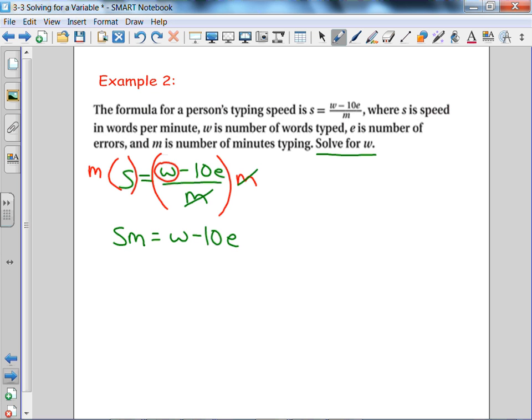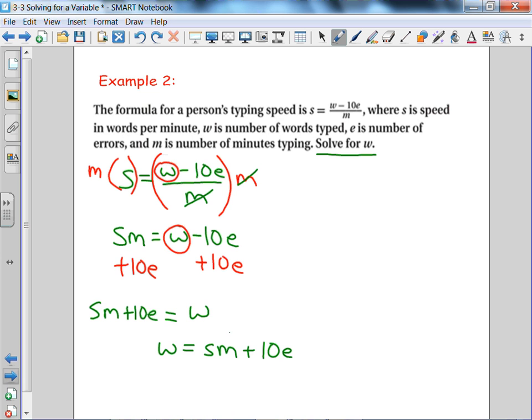And then the last thing I want to do in order to isolate for W is add 10E to both sides. I'm going to add 10E to both sides. And so when I do that, I will get W on the right-hand side and SM plus 10E on the left-hand side. And I want to rewrite that the correct way. So I get SM plus 10E on the right and W on the left. So this would be the correct answer for solving for W.